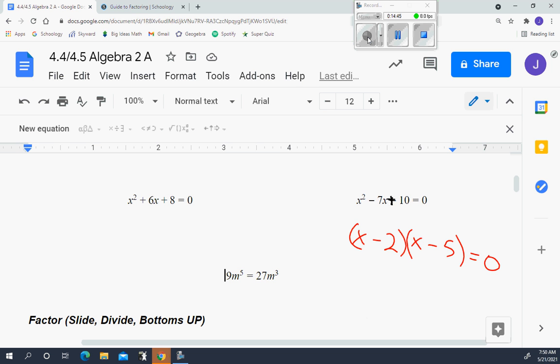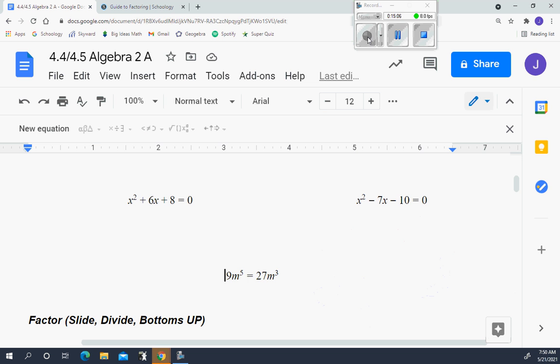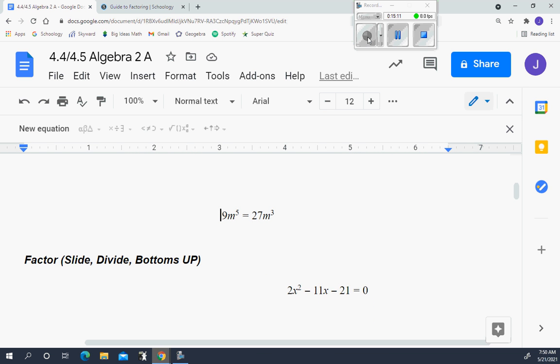Solve for x. So I factor completely, so I'm going to get x minus 2 equals 0. And I'm going to get x minus 5 equals 0. x equals 2. x equals 5. Done.